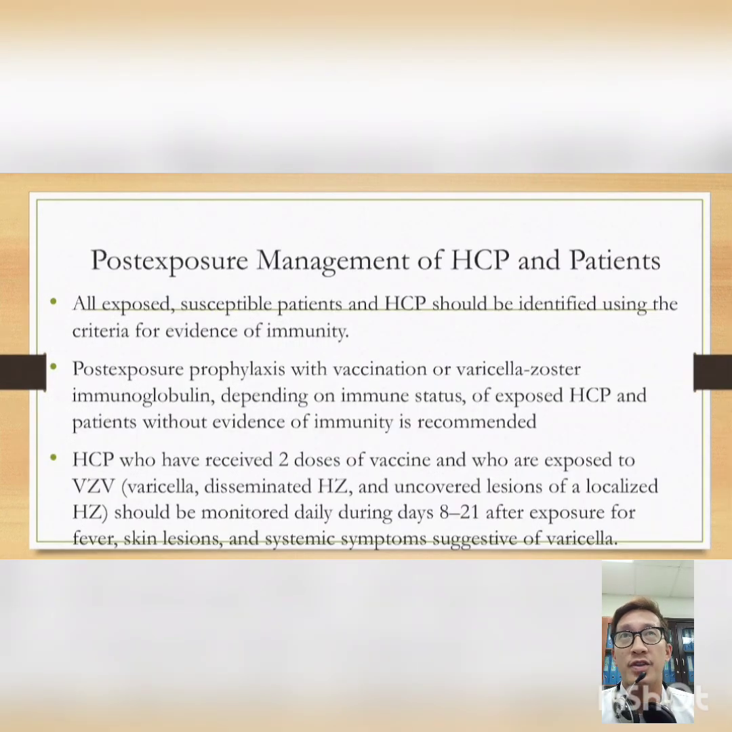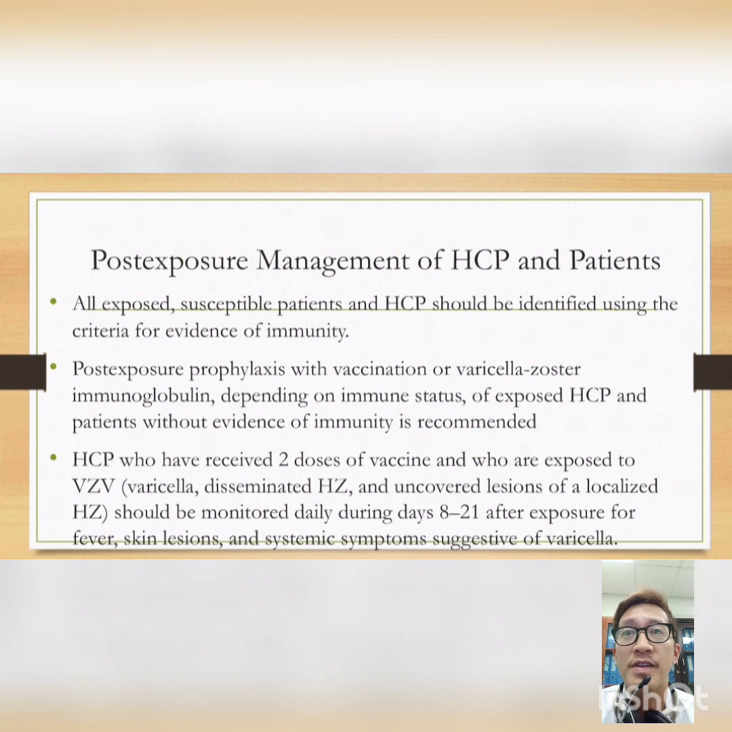So how do we manage healthcare workers or patients who have been exposed to varicella or chickenpox? First, all exposed susceptible patients and healthcare practitioners or professionals should be identified using the criteria for evidence of immunity, as I have mentioned on the previous slide. Post-exposure prophylaxis with vaccination or varicella zoster immunoglobulin, depending on the immune status of exposed healthcare professionals and patients without evidence of immunity, is recommended.